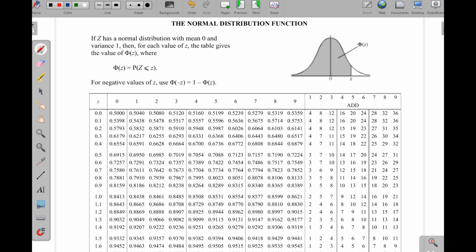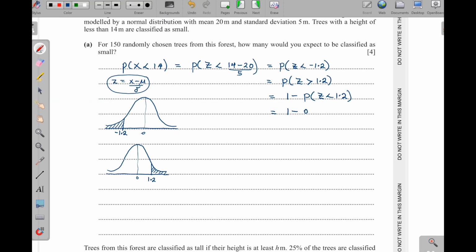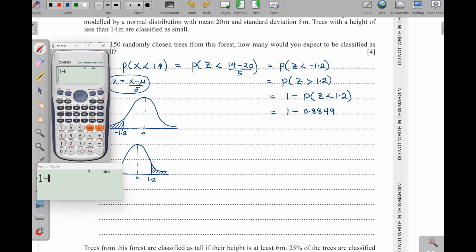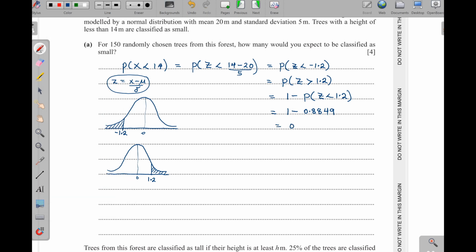When we come to the normal distribution table that is given in the list of formulae, we are looking for 1.2, which is here. So 1.2 is the same as 1.20. That means this is the one we are taking, 0.8849. Now 1 minus 0.8849, what does it give us? That is 0.1151.